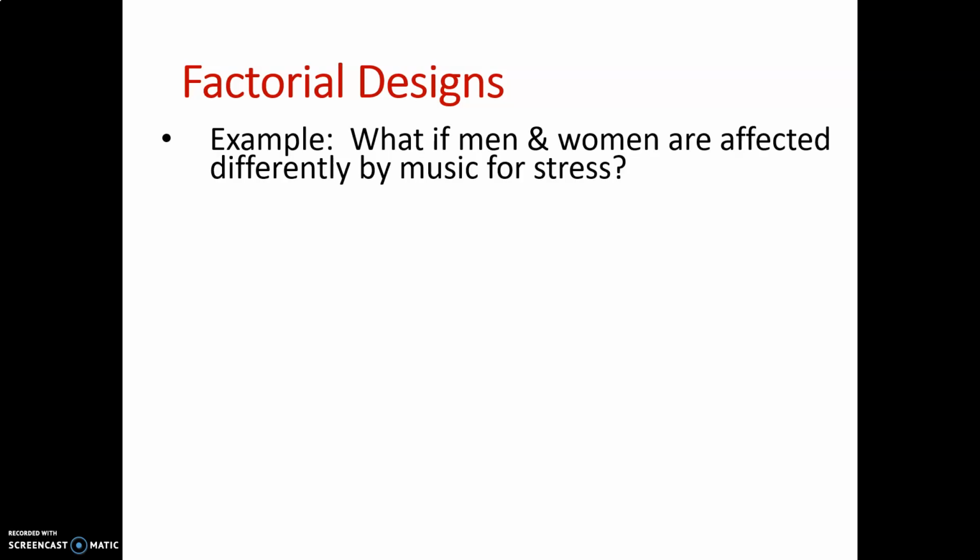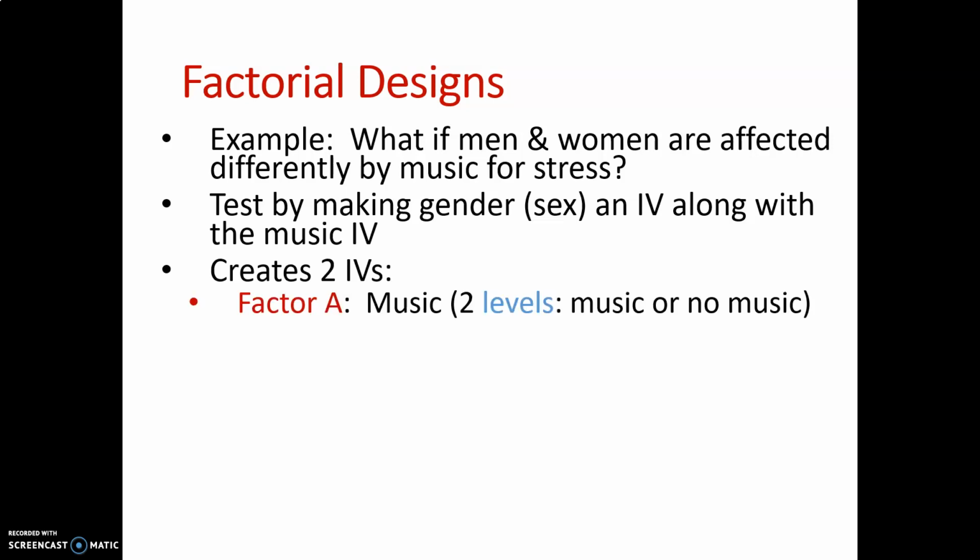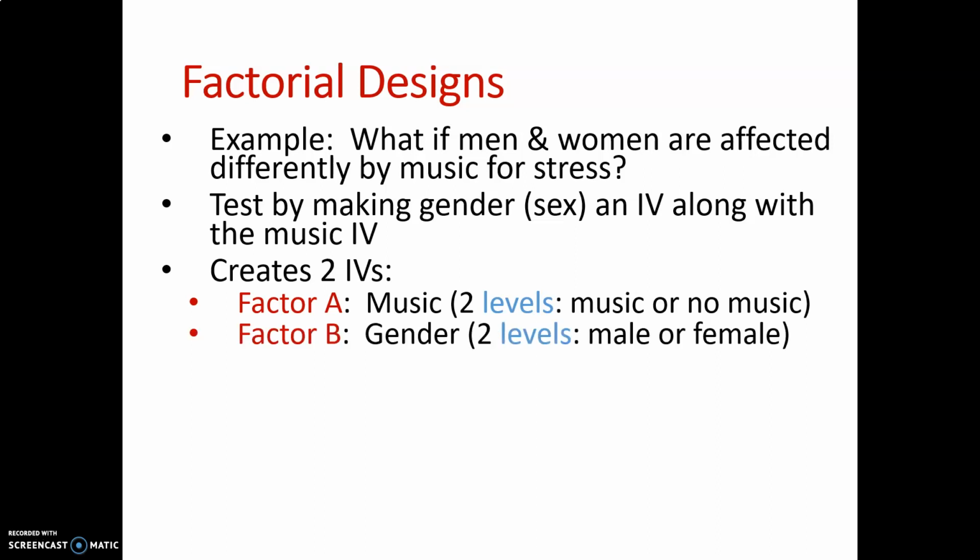So, first, in this screencast, a little bit of information about the language of factorial designs. We're going to take first an example where we might ask the research question, what if men and women are affected differently by music on their stress levels? In this case, we will make a test having gender or sex as one independent variable, along with music as a second independent variable. So we have these two independent variables: factor A, music, which we might set up in a basic study as having 2 levels, music or no music, and factor B.